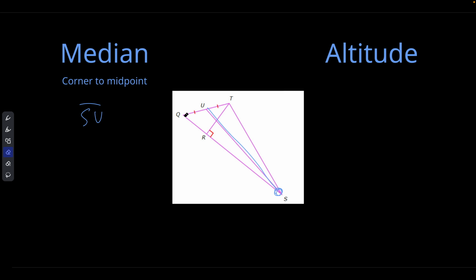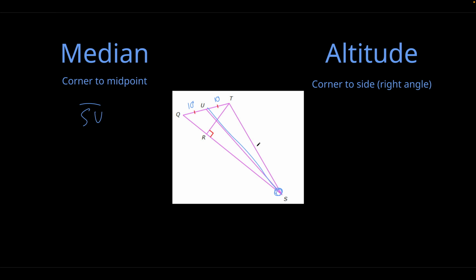It tells me this, QU is congruent to UT or TU. So they could have also put numbers there, right? If they had said this is 10 and this is 10, well, then I know that this is a median. If it helps, think of the median in traffic, right? It's the exact middle.